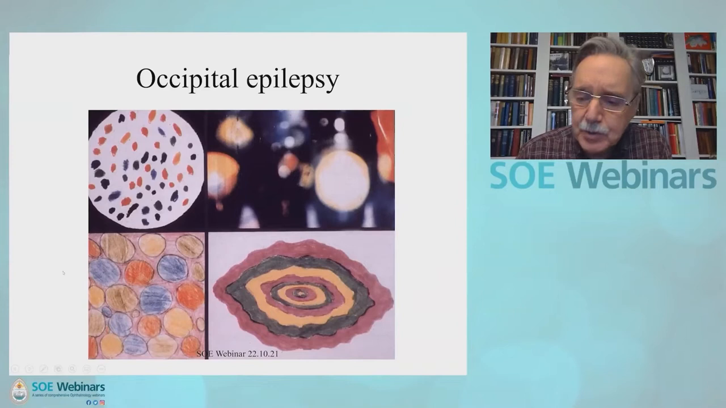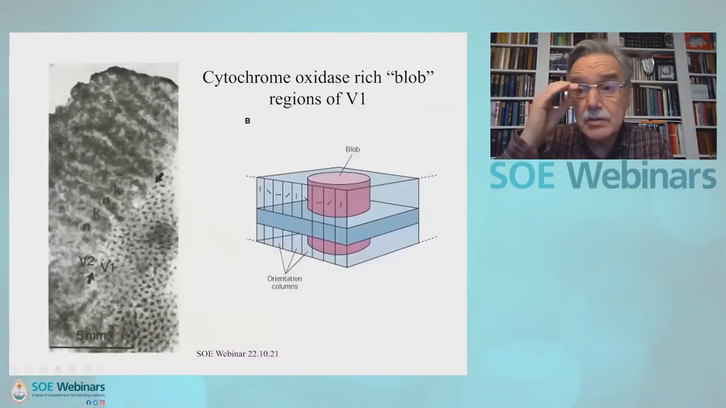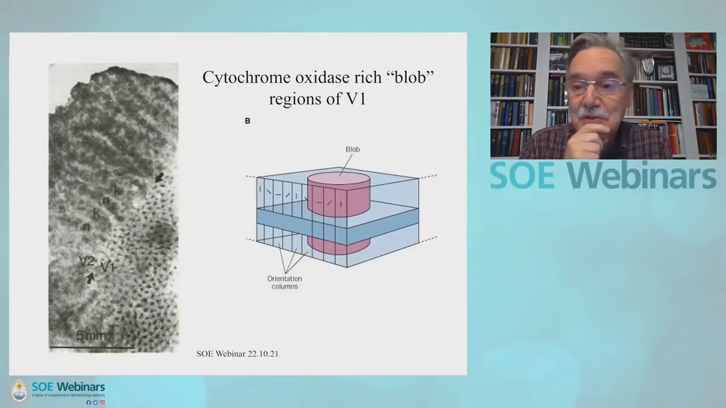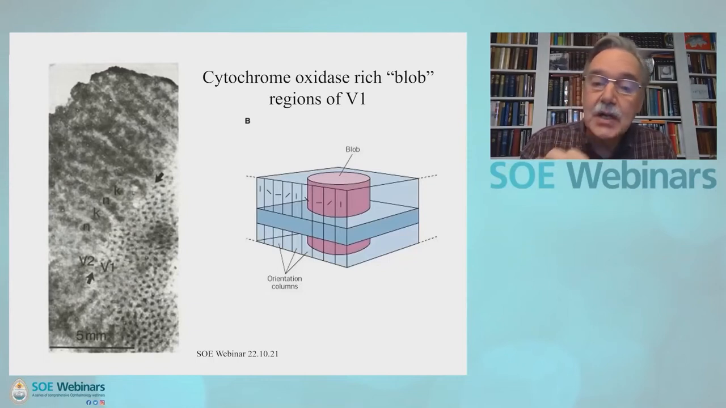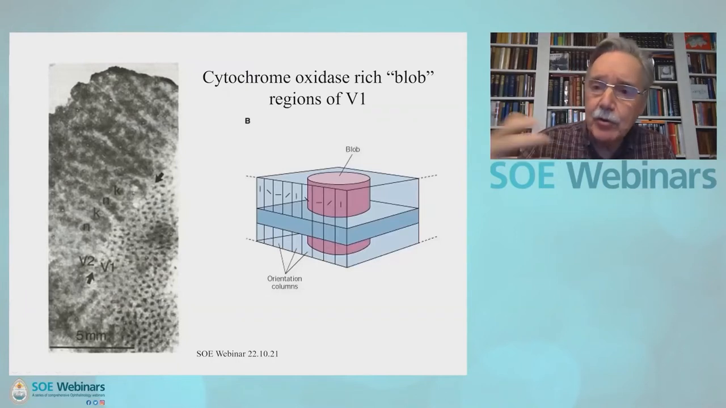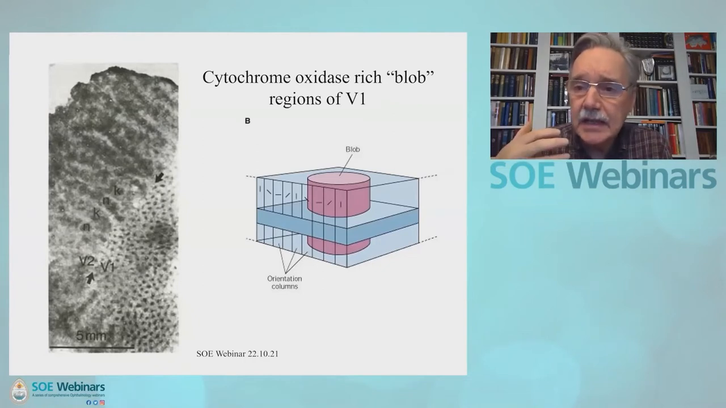But these colored blobs are quite common, and we can relate these to another feature of visual cortex. They're actually called blobs because of their appearance on cytochrome oxidase staining. Within each of these hypercolumns in cortex is an area that processes color. And perhaps that's where it is: the migraine aura generates zigzags and lines, and the epileptic aura generates colors.